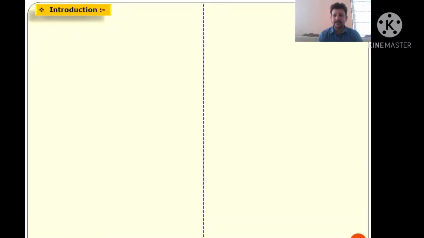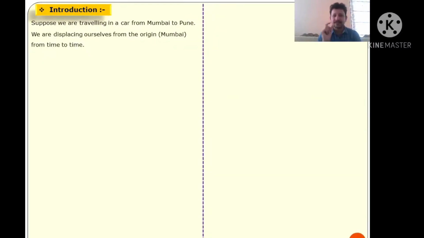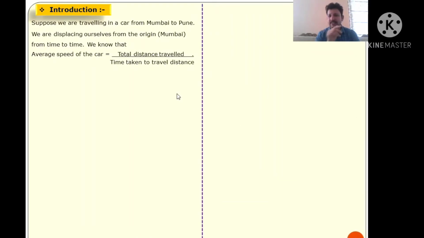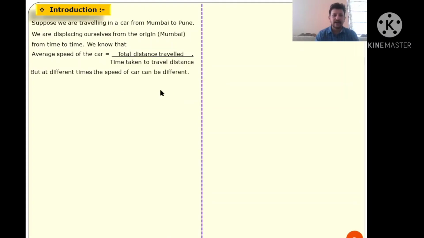Introduction to the lesson Differentiation. Suppose we are traveling in a car from Mumbai to Pune. We are displacing ourselves from the origin, that is Mumbai, to Pune, over a period of time. We know that the average speed of the car is equal to the total distance traveled divided by the time taken to complete the distance. But at different times, the speed of the car can be different.